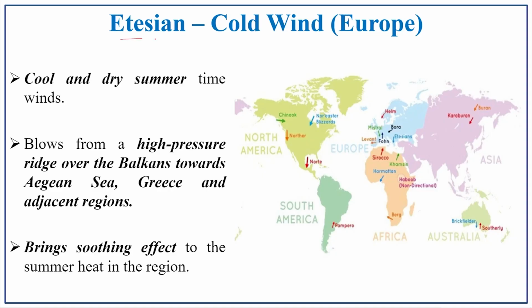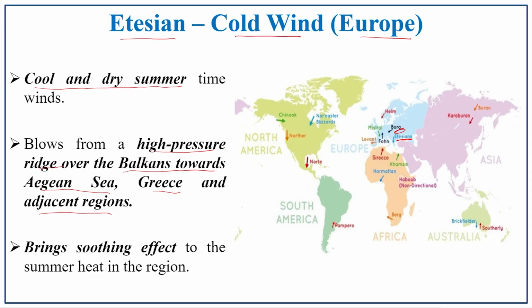The next one is Etesian, a cold wind prevailing in the European continent. It is also a cool and dry summertime wind. It blows from the high pressure ridge over the Balkans towards the Aegean Sea, Greece and adjacent regions. So, this Etesian is blowing from the high pressure ridge. Here you have the ridge. From the ridge this wind is blowing towards the Aegean Sea, and also it is blowing in the Greece part, and the nearby adjacent area is also witnessing this Etesian cold wind. This brings a soothing effect to the summer heat in the region.